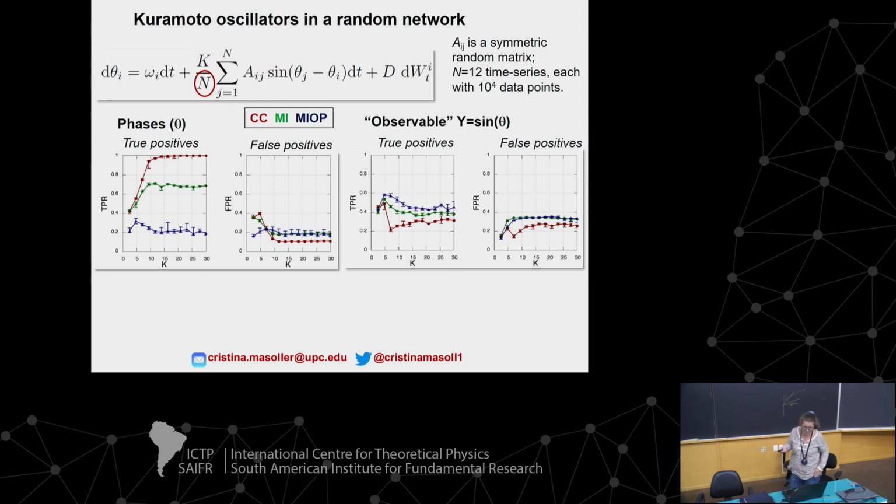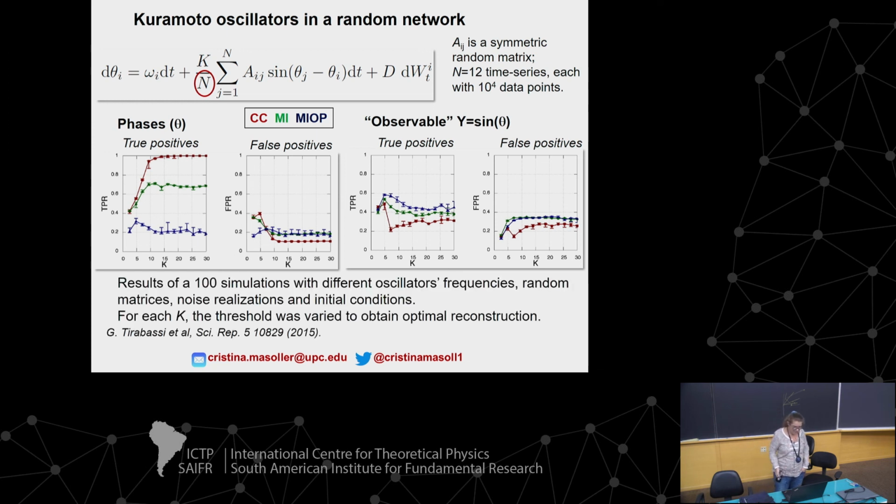So let's see what happens if we look at the observable, the sine of the angle. Then it's horrendous. There's no hope. You cannot recover the network from observations if you don't observe the phase, if you just observe a function of the phase. And these are the tiles, and here you have the reference.